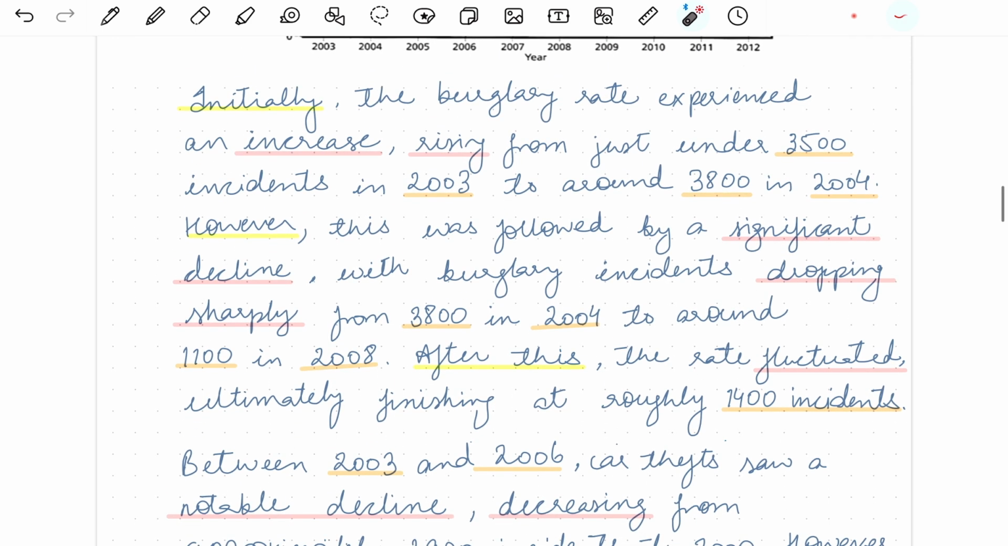Here I've also tried to highlight the vocabulary which I've used. So I've used synonyms, as you can see, for increase, rising, significant, decline. I've also chosen adjectives: dropping, fluctuating, decline, decreasing, and these are my connectors to give it a more smoother flow. Right, now let's move on to the next question.